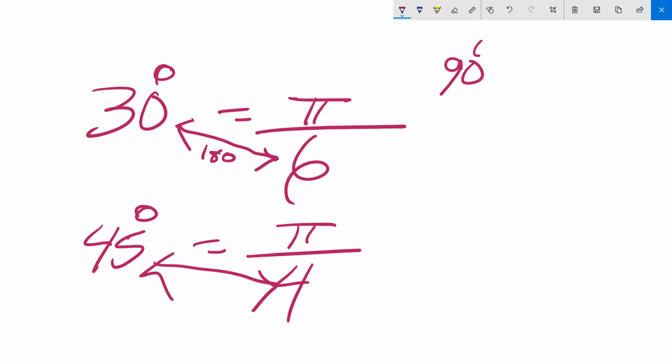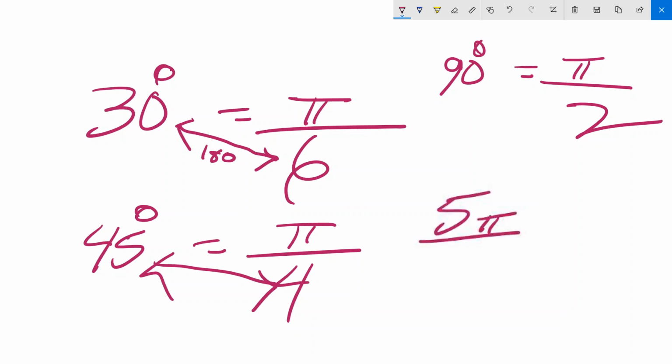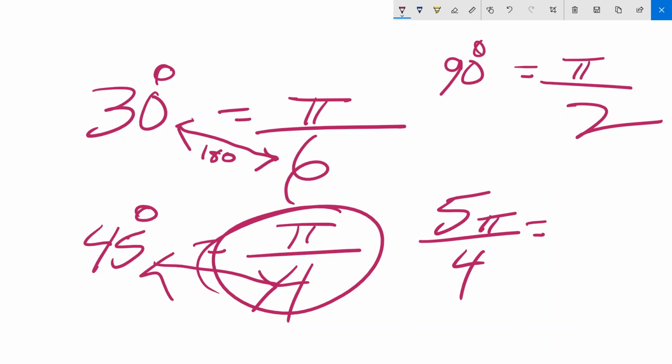90 degrees is what? Try to memorize those, all of them in the first quadrant. You'll save yourself a lot of time and effort in converting these things. If you know what 30, 45, and 60 are, then you can figure out the hard ones, like 5 pi over 4. What's 5 pi over 4? If you know what pi over 4 is, it's 5 times that amount.